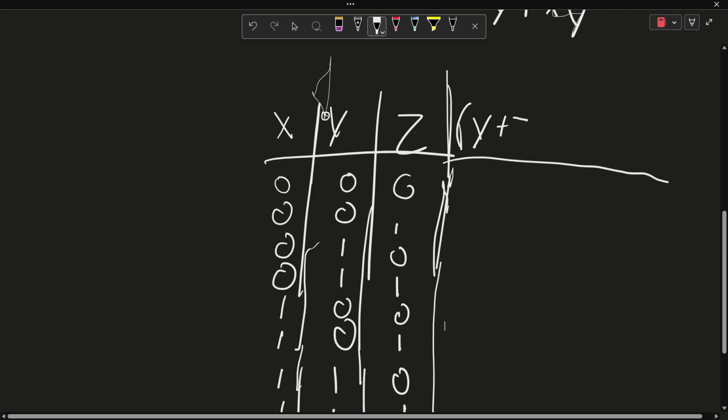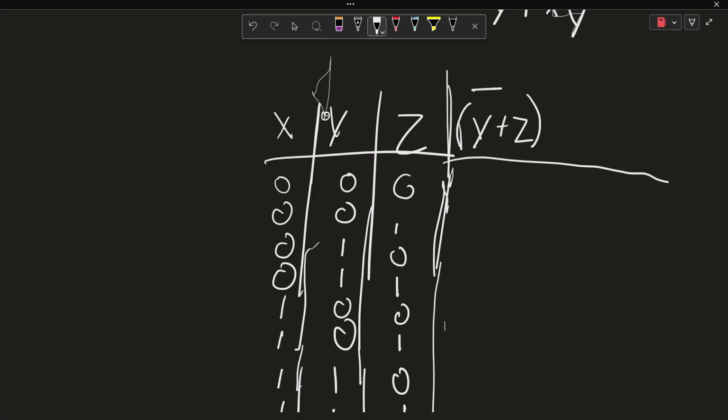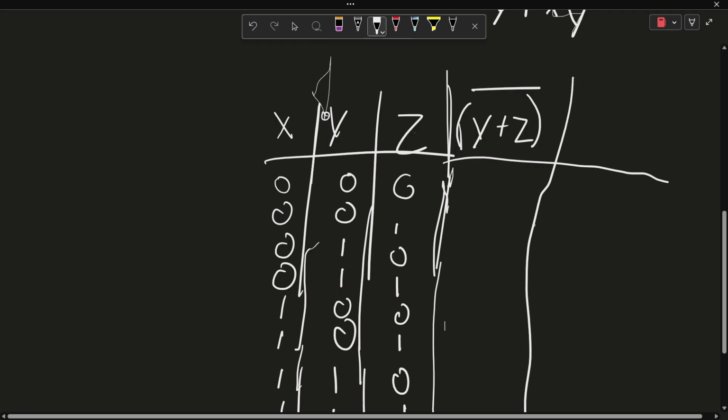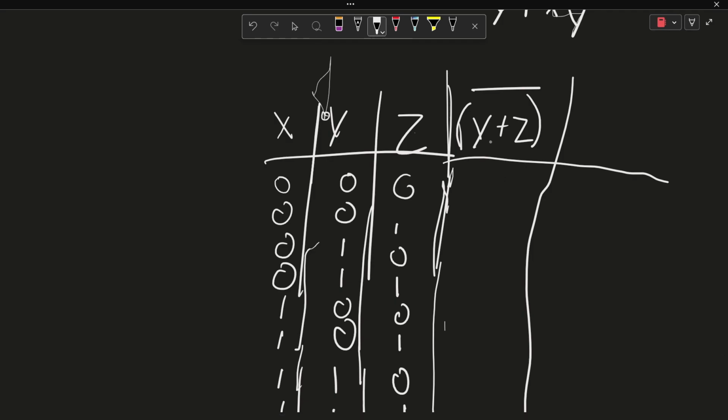Y plus Z naught. So it's like I could do Y naught times Z naught, but that's a little too much writing for me right now with this tablet. So I'm just going to do it like this because I'm pretty good at doing it in my head.